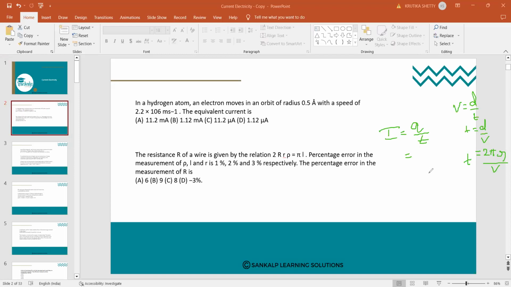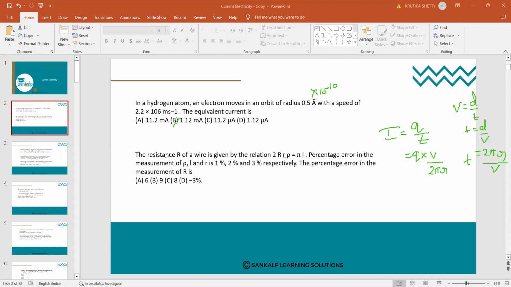So t is equal to 2 pi r by v, and substituting this, current is q into v divided by 2 pi r. The electron charge is 1.6 into 10 to the power minus 19, speed 2.2 into 10 to the power 6, and r is 0.5 angstrom, which is into 10 to the power of minus 10. If you simplify, you should get option B. Check and see. Yes, Priyanka, correct. What about the next question?